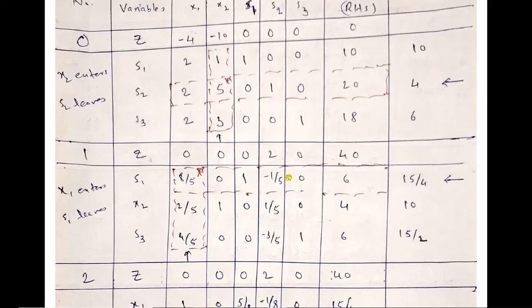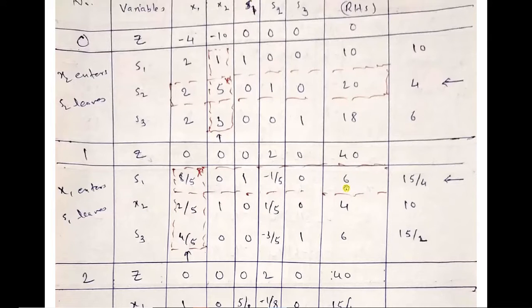Now see here, this is important. All elements in Z row are either 0 or positive. So we have to stop here, right? We have to stop here means our optimal solution is x2 is 4, z max is 40 and x1 is 0. This is our solution.